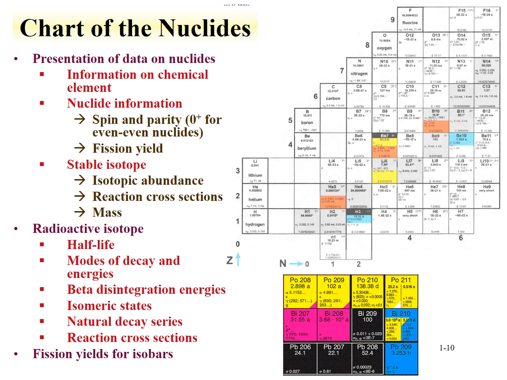All right, so within the chart of the nuclides, you can get information on the chemical element, the nuclide information, for example, spin and parity, information on the fission yield. You can get information about the isotopic abundance of stable isotopes. For instance, here we'll see that lithium-6 has 7.59. That means 7.59% of lithium is lithium-6, and 92.41% of lithium is lithium-7, the stable lithium. All these grays here are the stable isotopes.